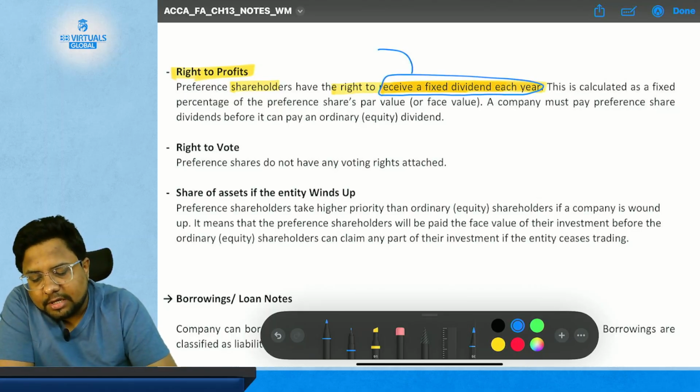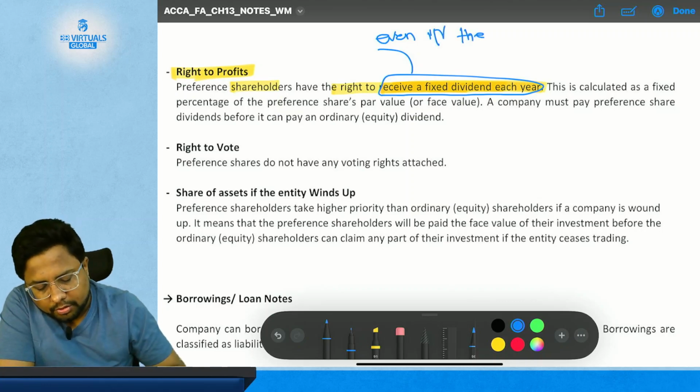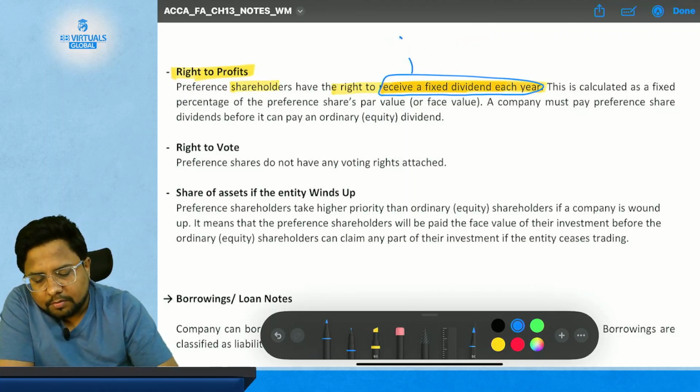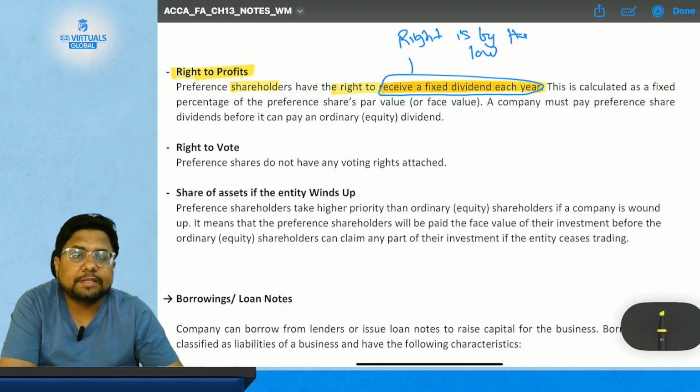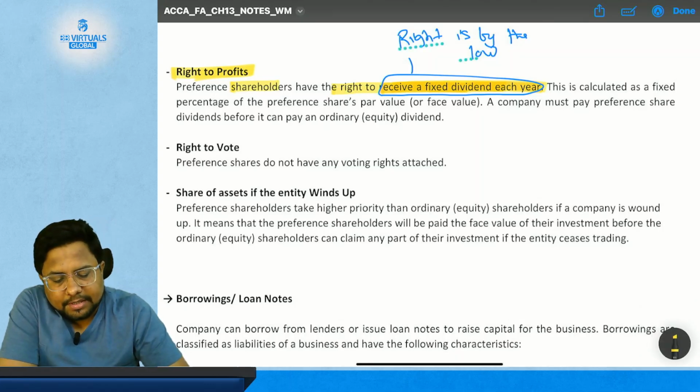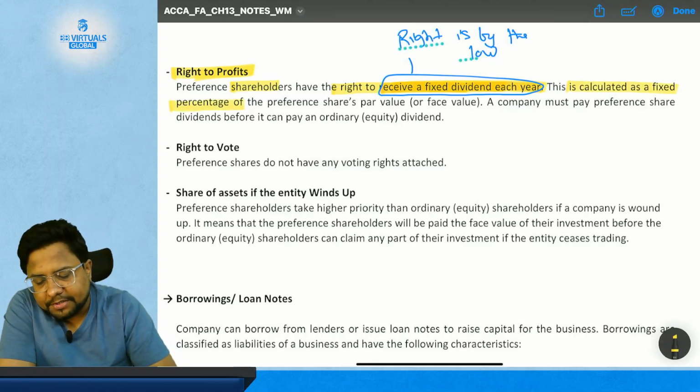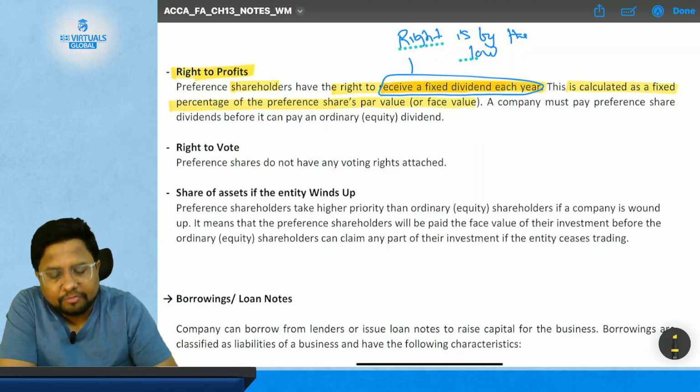This right is by law. So they are going to receive the dividend whatever the case is. Then this is calculated as a fixed percentage of the preference share par value or face value.